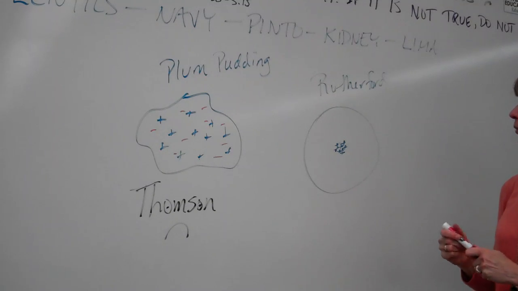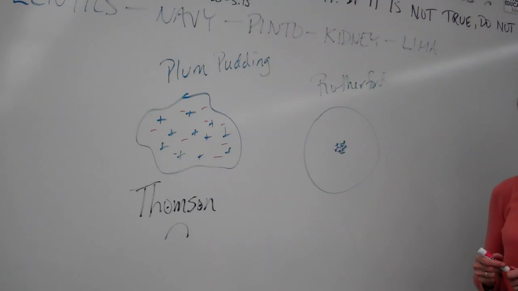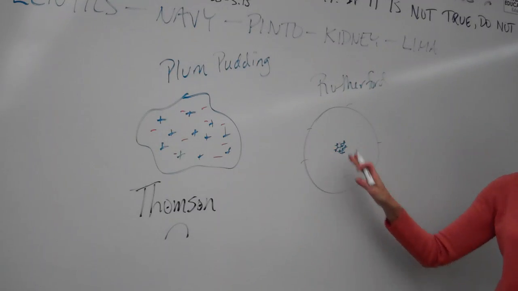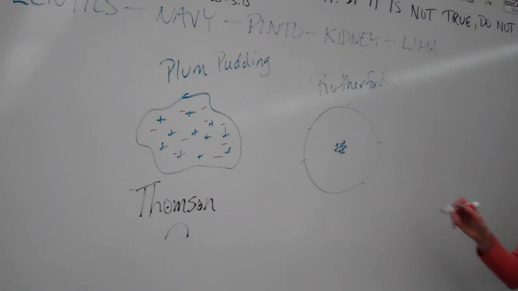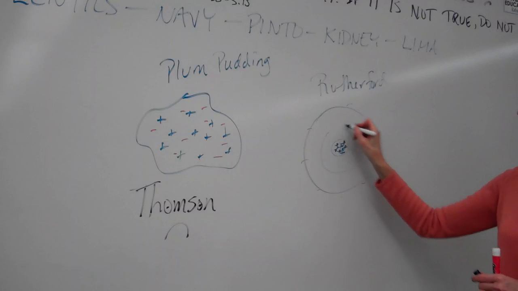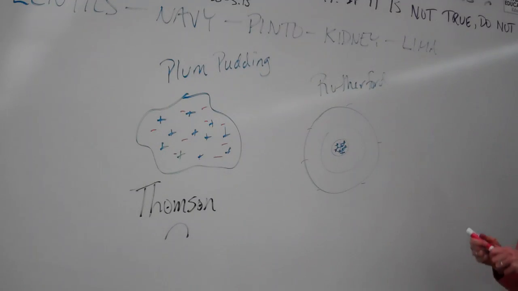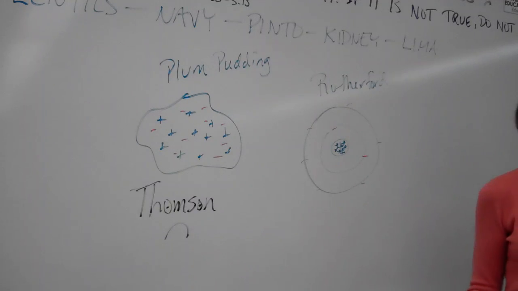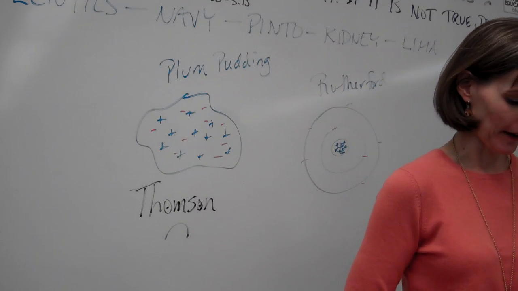And then where were the electrons in Rutherford's model? On the outside. So out here in the outer energy levels. I only have one drawn there. It was on the outside, like planets. There's our little nucleus, and we have some various energy levels, which was actually Bohr, but we haven't gotten to Niels Bohr yet. Okay.